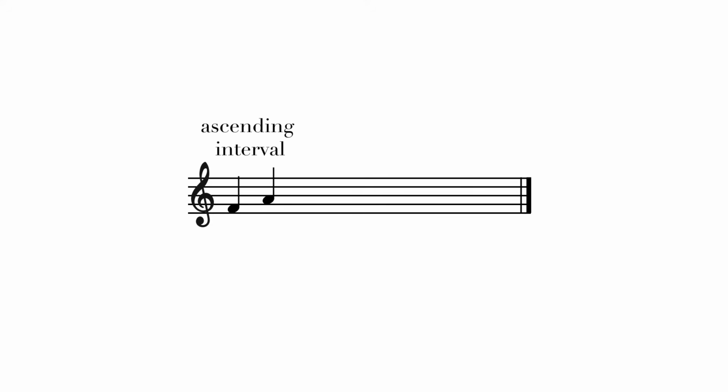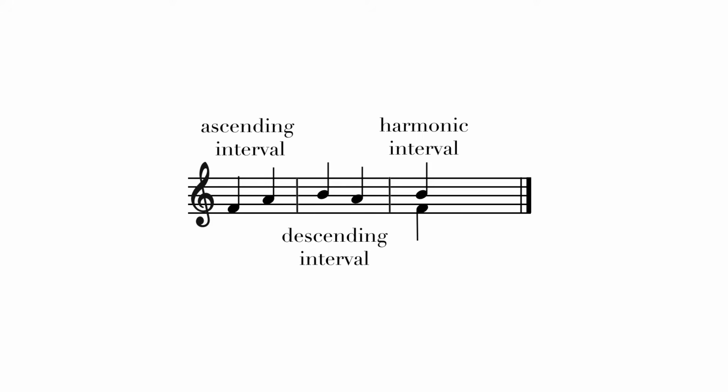If you're going up, it's called an ascending interval. If you're going down, it's called a descending interval. If they're played at the same time, it's called a harmonic interval. And if they're played separately, it's called a melodic interval.